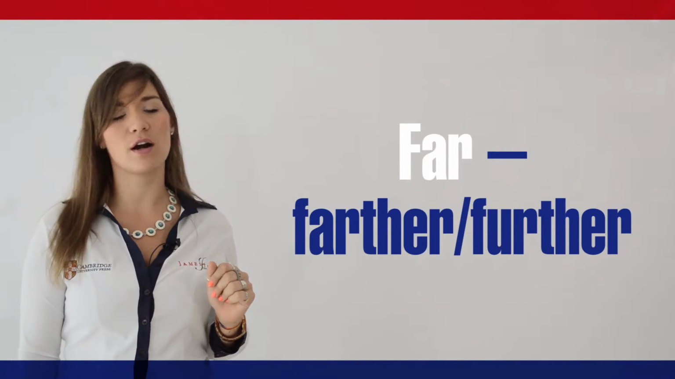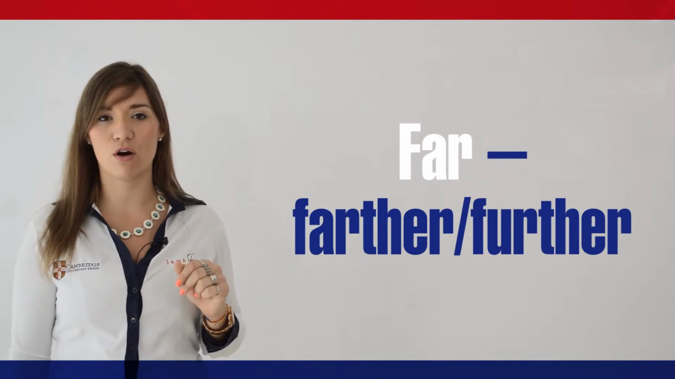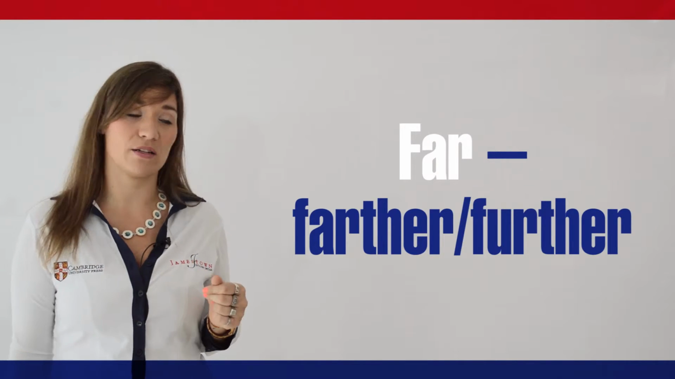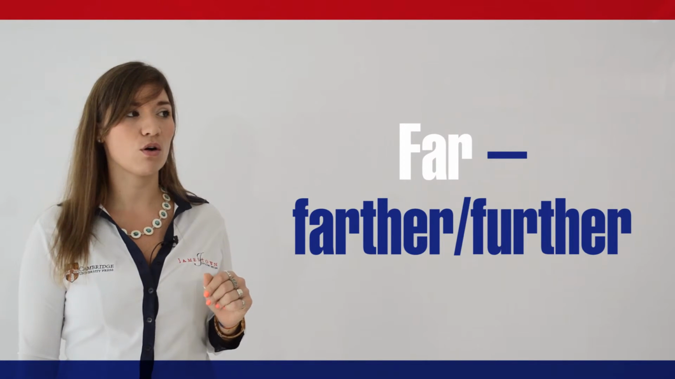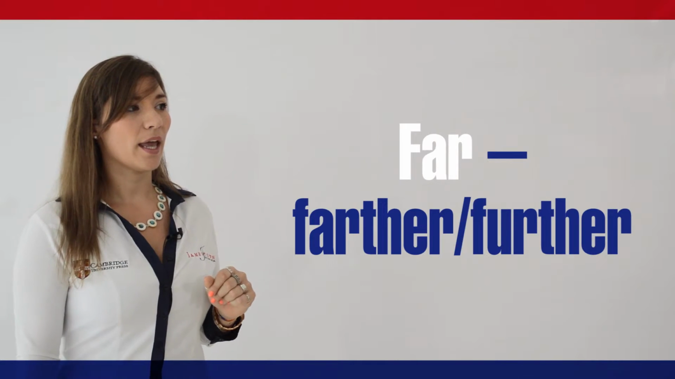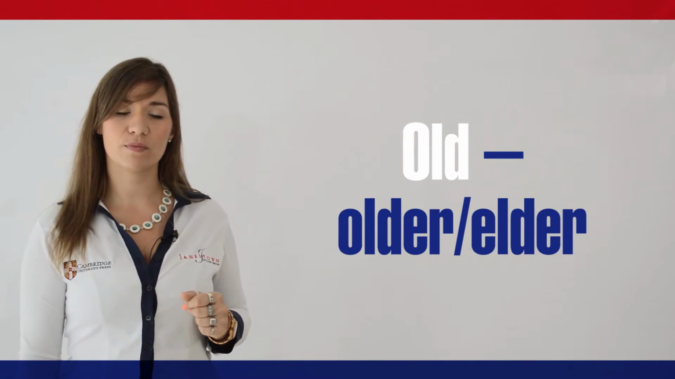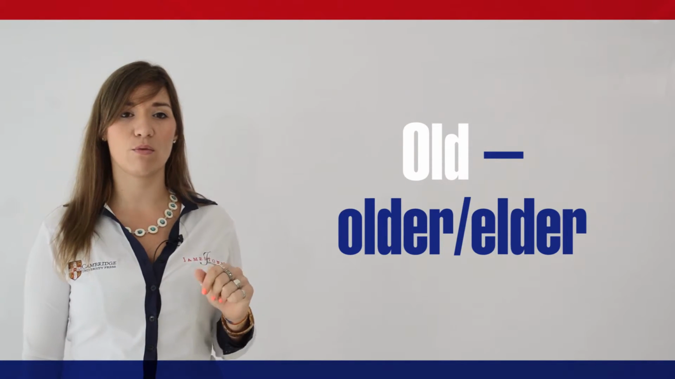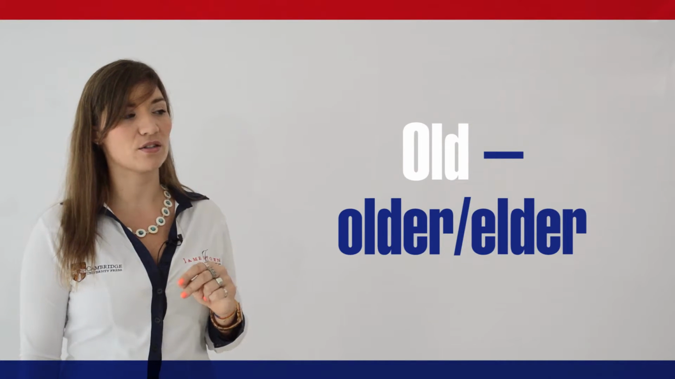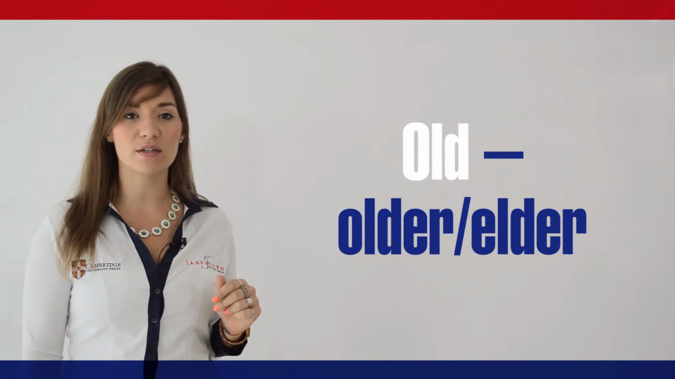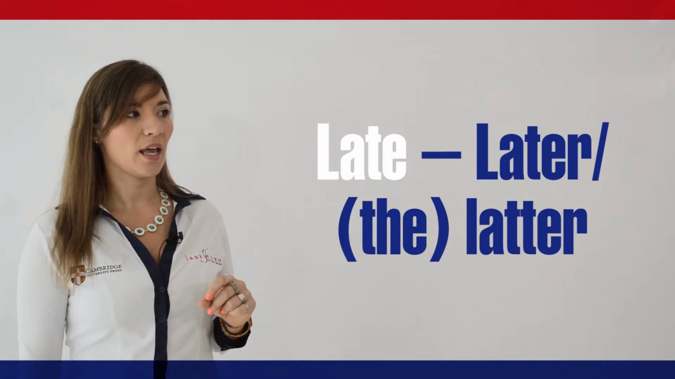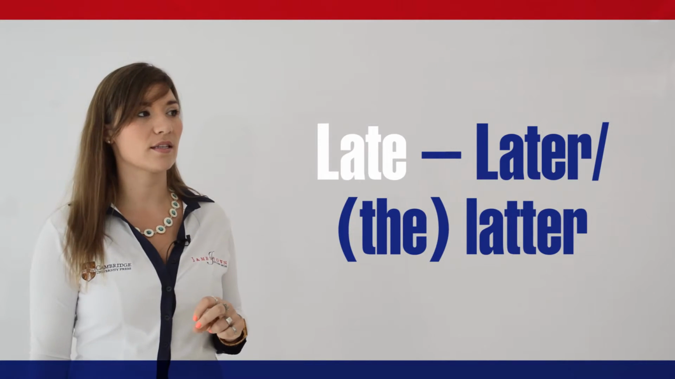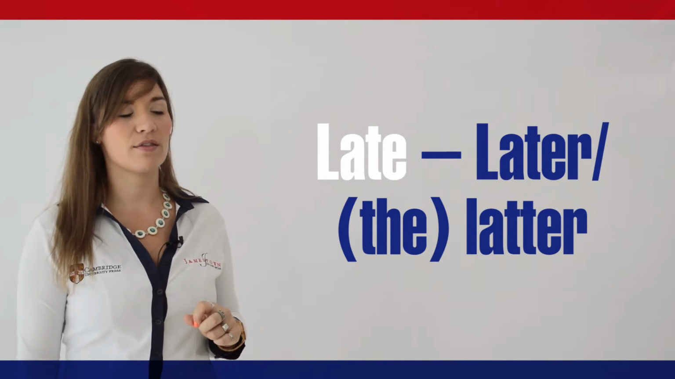In this case, far has two ways of comparison. For example, farther or further. And we have old. It has two ways of comparison, and it is older and elder. And then we have late, that is later or the latter.